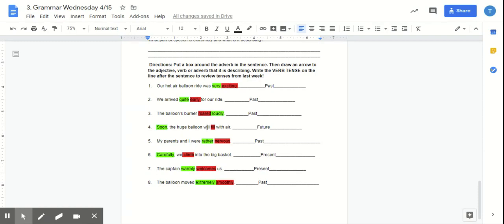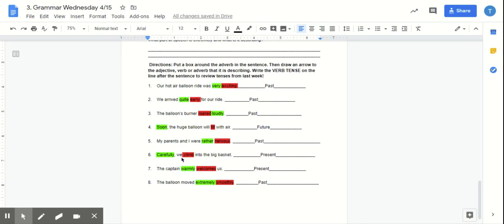Number 6, carefully we climb into the big basket. So climb is our verb, and carefully is how we're climbing. So that is the adverb. So carefully will be our adverb, climb will be our verb that I am putting in red, and then present tense because it is talking about in the present day that we will be climbing. Well, we're climbing basically.